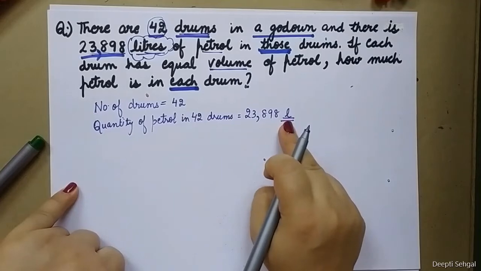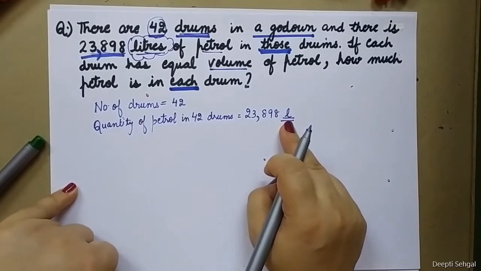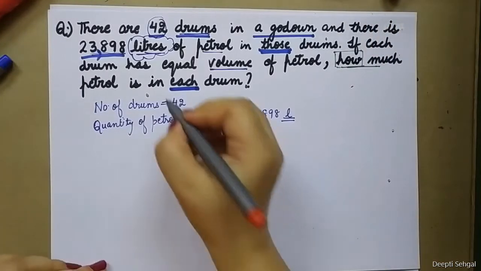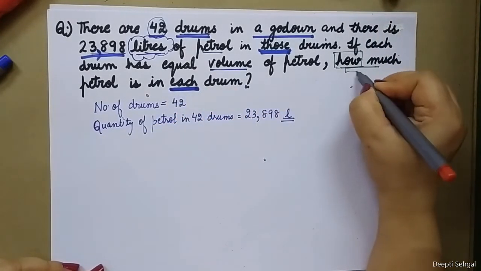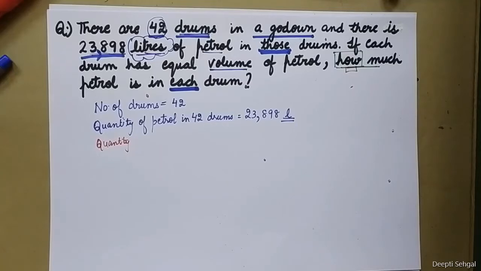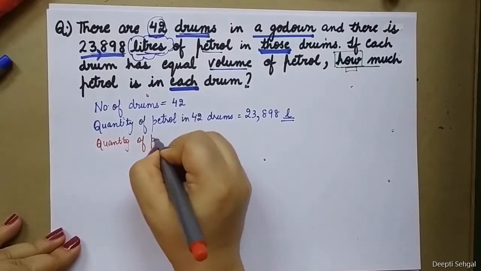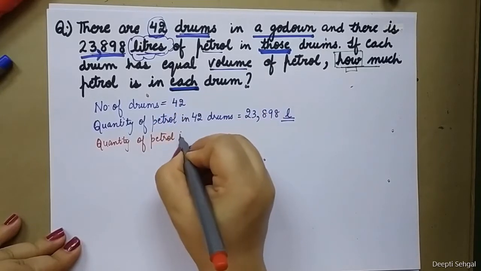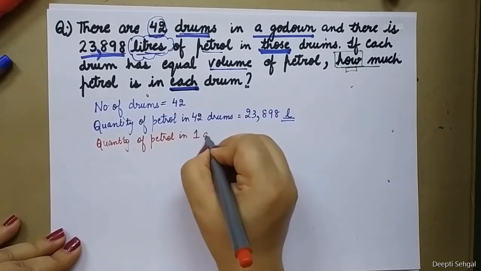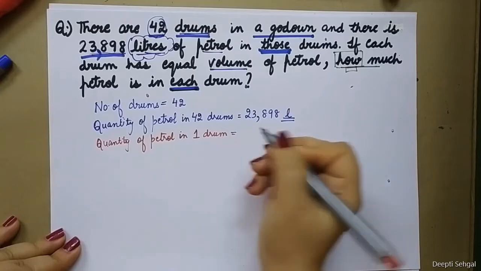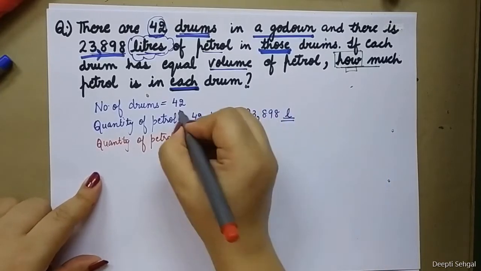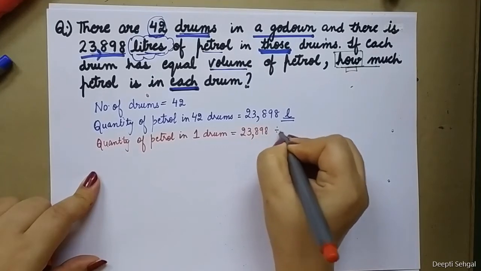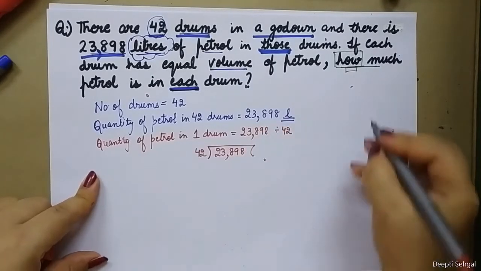How will I come to know whether it is liters or milliliters or kiloliters? How much petrol is in each drum? So how much means quantity of petrol in each drum. For each drum I can write 1 drum also, and I know I have to divide the quantity. So 23,898 divided by 42. Divide quickly.